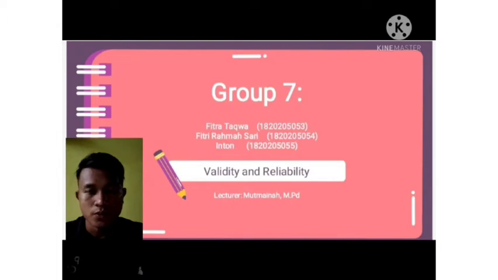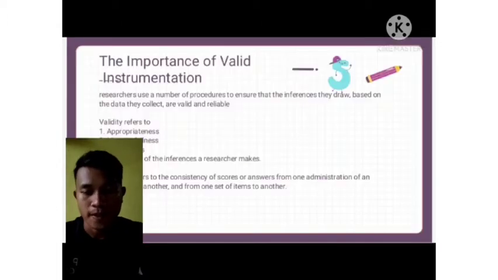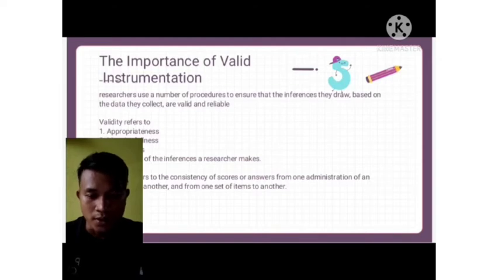The first material will be explained by me. The title is The Importance of Valid Instrumentation. Researchers use a number of procedures to ensure that the inferences they draw based on the data they collect are valid and reliable.